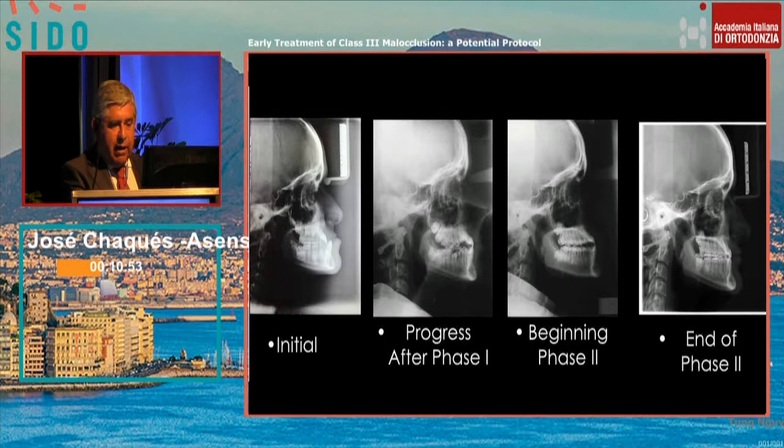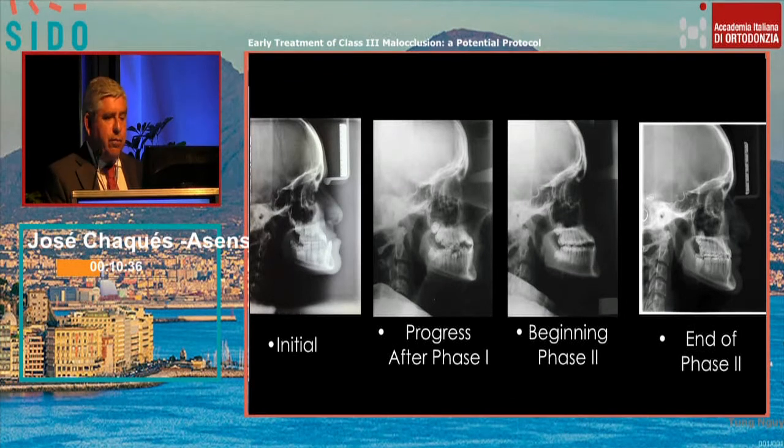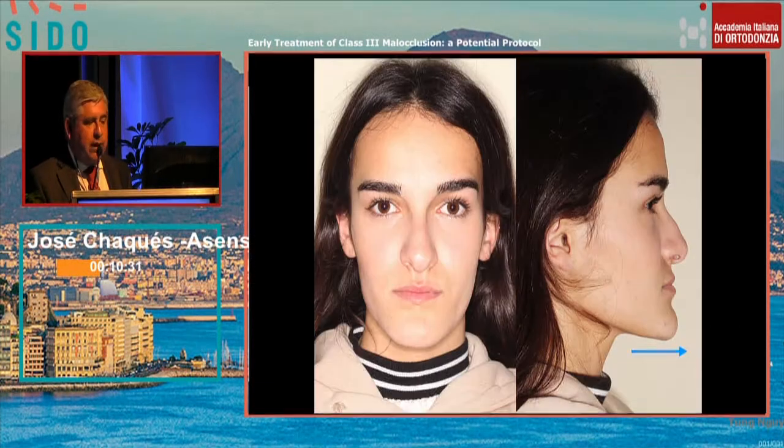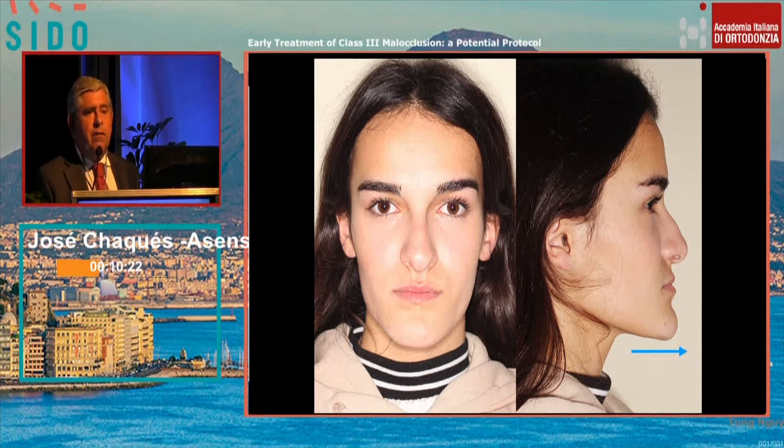If we look at the evolution from the cephalometric point of view, the big jump is between the initial and the progress after phase 1, where the skeletal changes are very, very significant. But at the beginning of phase 2, we have some relapse from the dental point of view and also from the skeletal point of view. Now the end of phase 2 reveals the dental alveolar compensation. Yeah, we were unlucky. There was a late peak of growth while we were treating the patient that jumped the mandible a little bit forward.